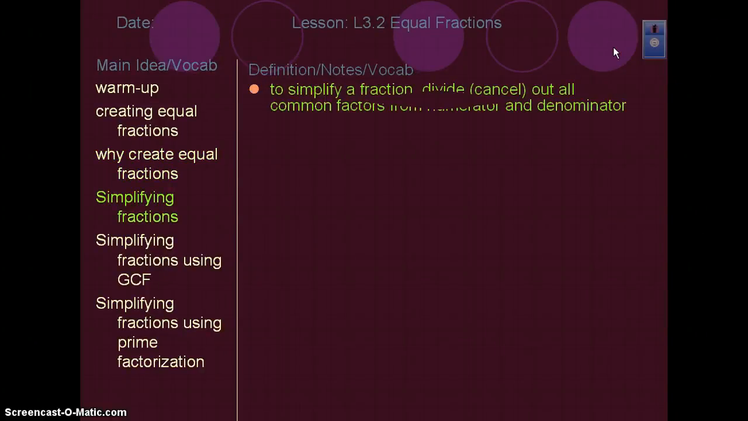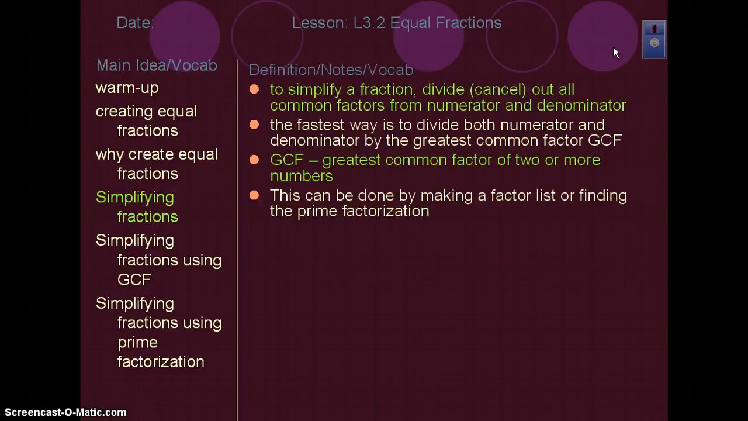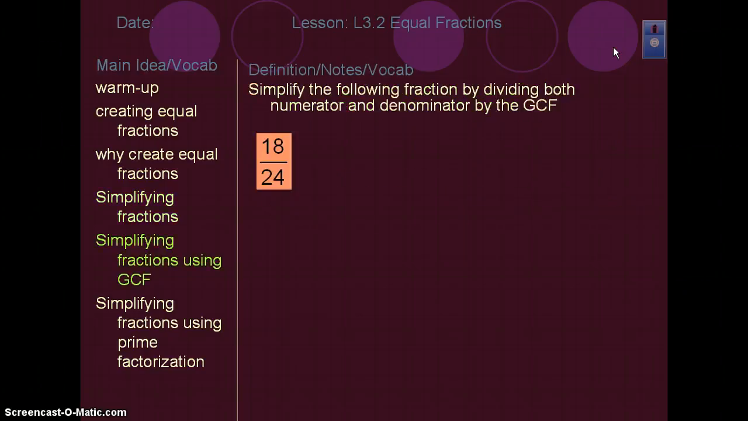Simplifying fractions. In order to simplify a fraction, we divide or cancel out all common factors from the numerator and the denominator. The fastest way is to divide both numerator and denominator by the greatest common factor, or the GCF. The GCF is the greatest common factor of 2 or more numbers. It can also be done by making a factor list or finding the prime factorization.